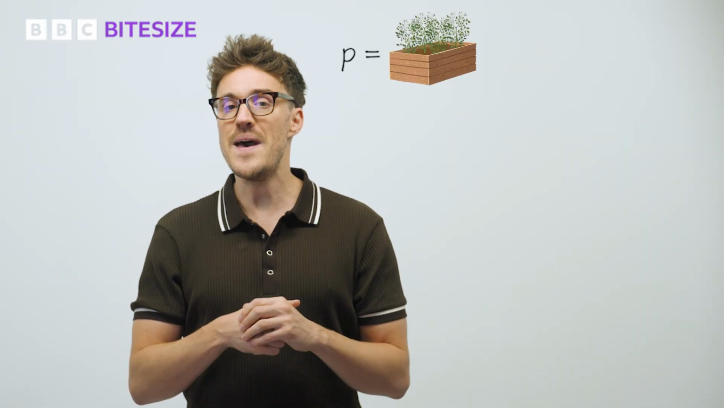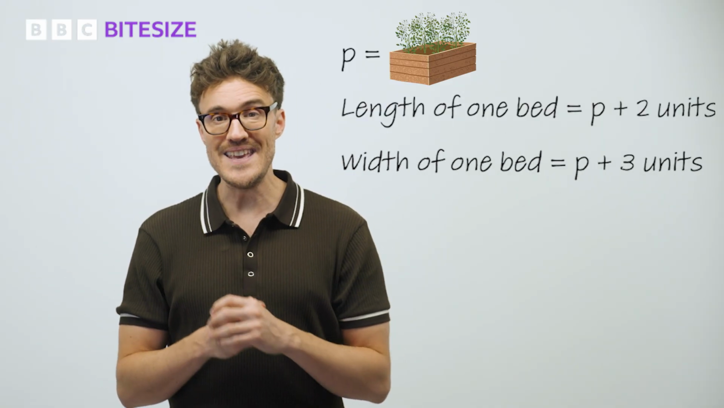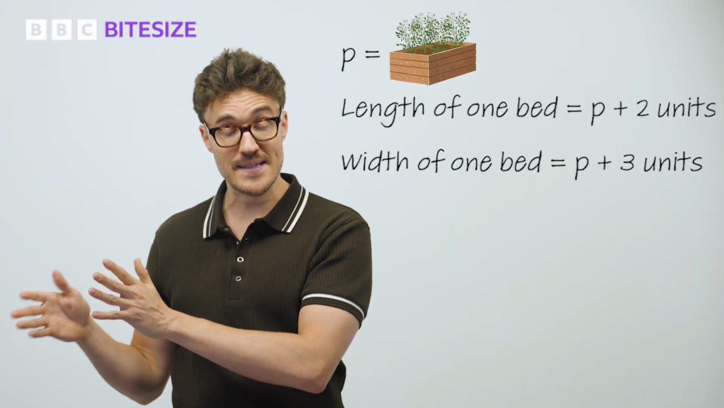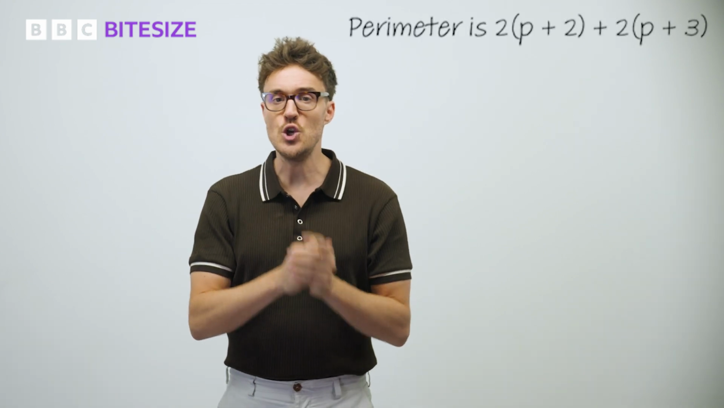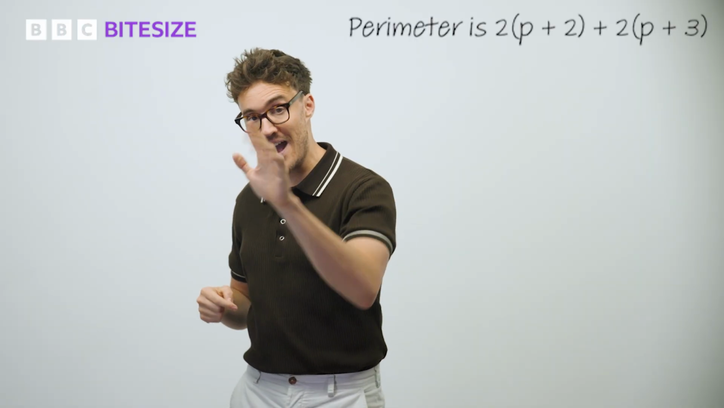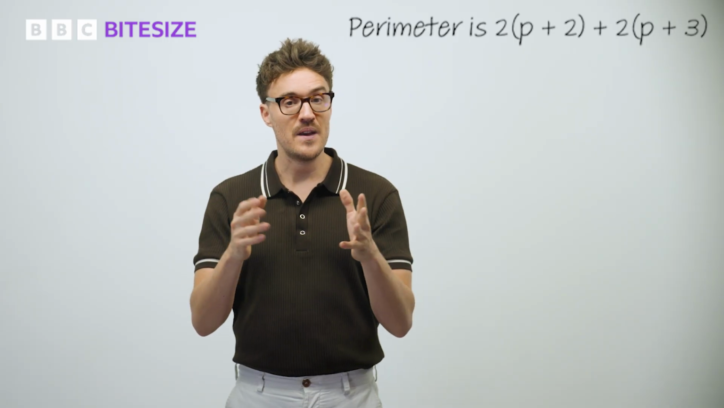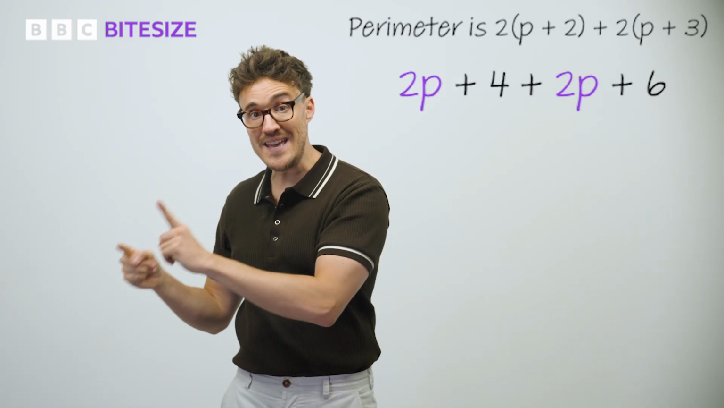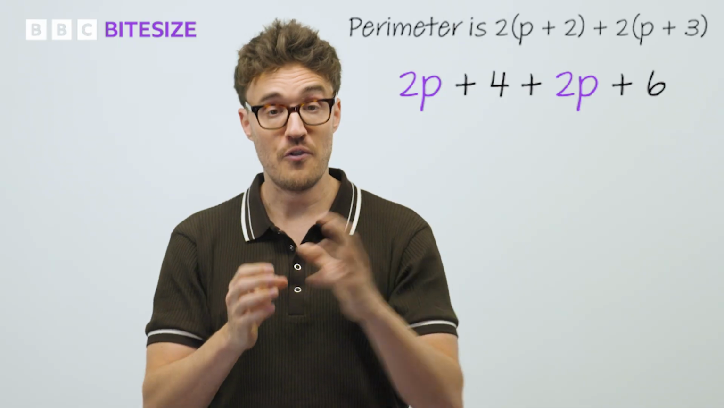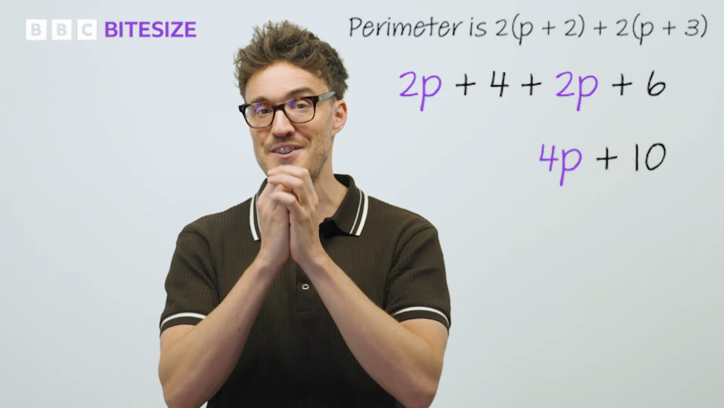The length of one bed equals P add 2 units. The width of one bed equals P add 3 units. The perimeter is the sum of all 4 sides. Instead of writing them all out, we can actually use a shortcut here, love a shortcut, where perimeter equals 2 multiplied by P add 2, add 2 multiplied by P add 3. Now, using BIDMAS, first we expand the brackets. Expand step: 2P add 4 add 2P add 6. We collect the like terms. 4P add 10. So perimeter is 4P add 10 units.